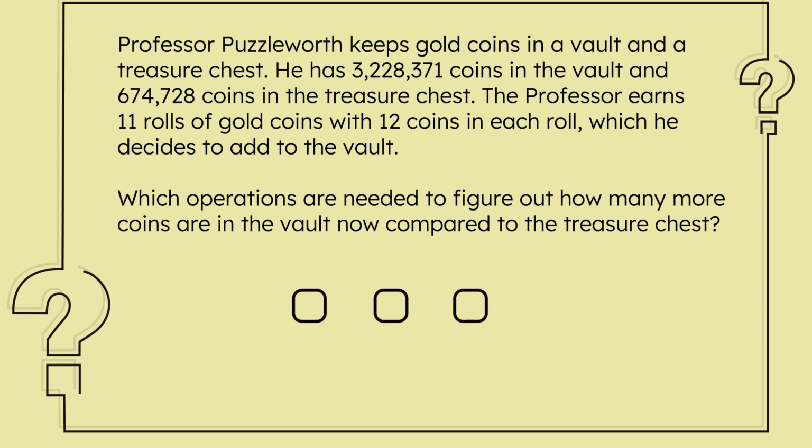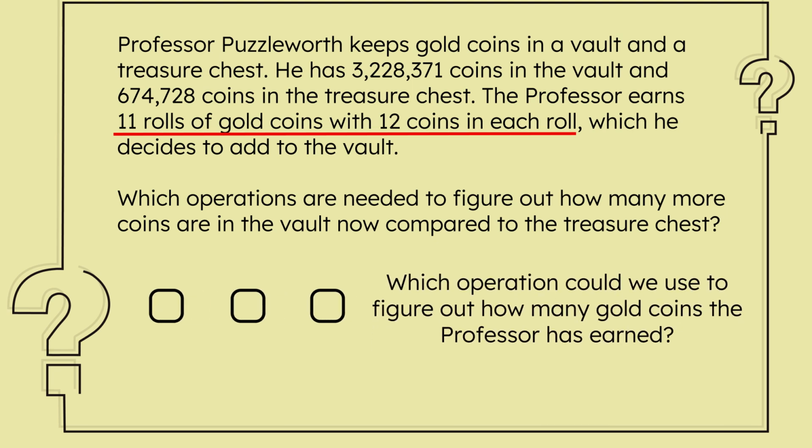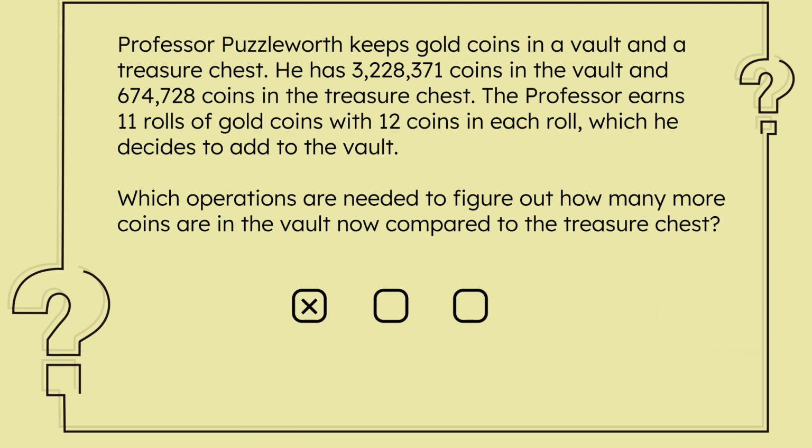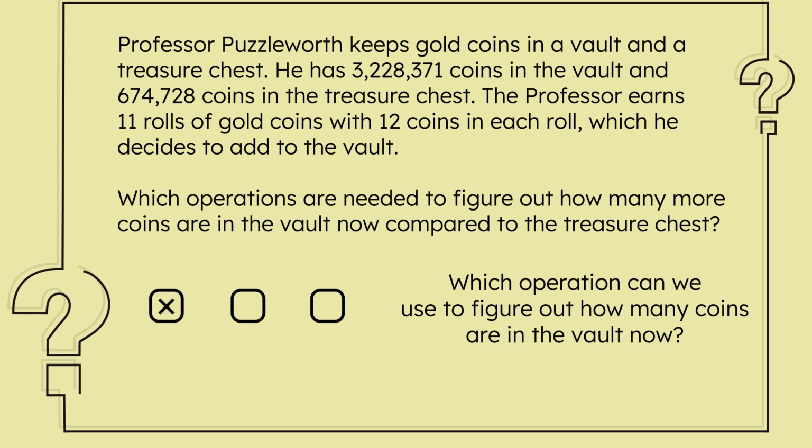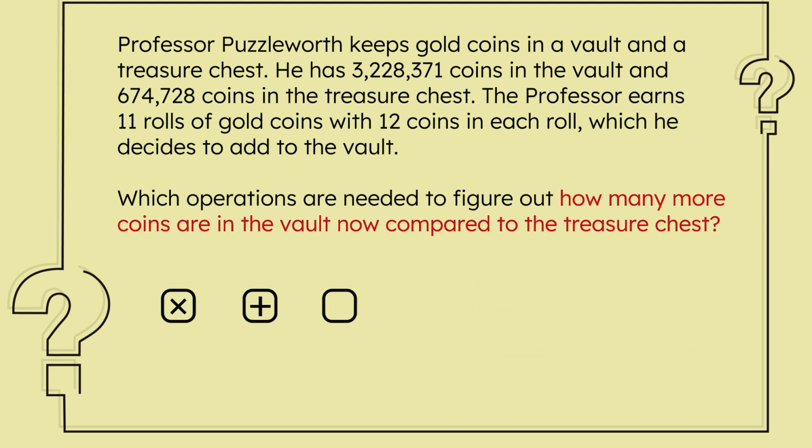Okay, let's take it one step at a time. What's this problem about? The professor's gold coin collection. Where does he have the most coins? In the vault, right. He also earns 11 rolls of gold coins with 12 coins in each roll. Which operation could we use to figure out how many gold coins that is? 11 rolls with 12 in each means we can use multiplication to figure out that total amount. So then what does he do with those coins? He adds them to the vault. Which operation can we use to figure out how many are in the vault now? Addition, exactly. So, have we answered the question?